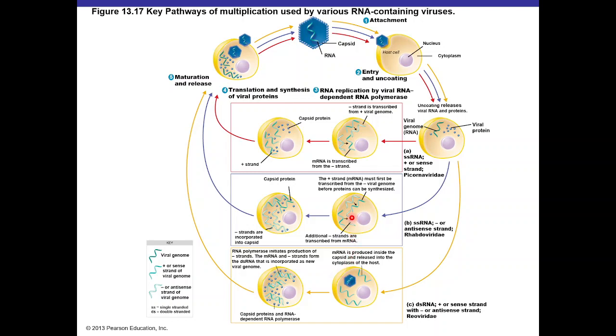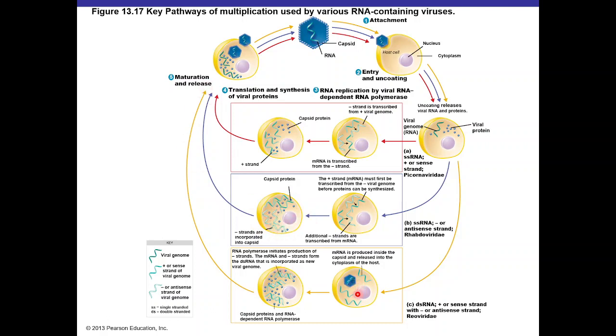So, single-stranded RNA or negative antisense, like in the case of rhabdovirus, which is the virus that causes rabies: in this case, you will have messenger RNA plus strand first transcribed from the negative viral genome, and you will do that in the cytoplasm, of course. The viral genome will be made before the proteins can be synthesized. And then you will make your capsid proteins, assemble the virus, and then release it.